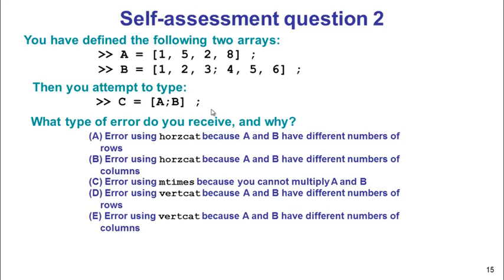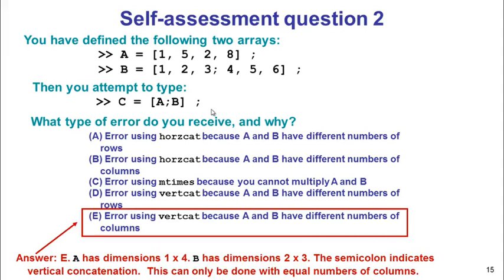So the error you receive in this case is E: error using vertcat because A and B have different numbers of columns. So let's look at how we define A and B and figure out what dimensions they have. Well, A has dimensions 1 by 4, right? 1 row and 4 columns. B has dimensions 2 by 3, 2 rows and 3 columns. Remember that when we define B, the semicolon in this case indicates vertical concatenation. So it says take these first 3 numbers and vertically concatenate them with the second set of 3 numbers.